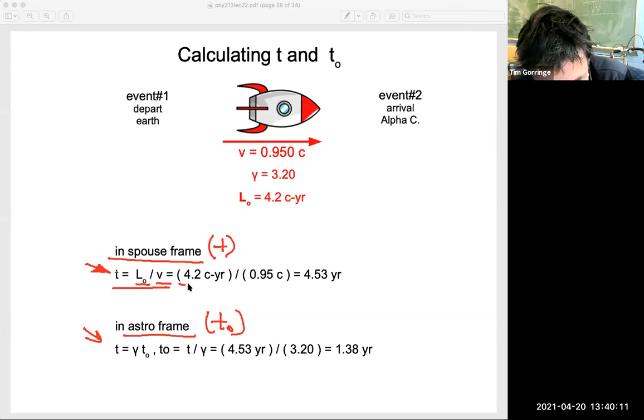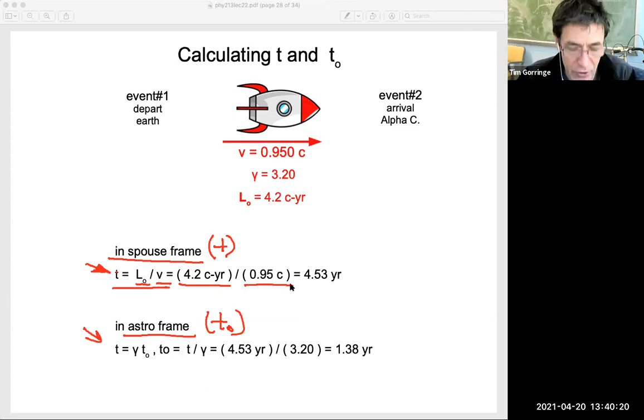So I've just got to divide the proper length between Earth and Alpha Centauri by the speed the astronaut's traveling at. So I divide the 4.2 by the 0.95. That gives me 4.53. The c's cancel out, and I'm just left with the units of years. So I'm the spouse, and I'm measuring the astronaut taking 4.53 years to get to Alpha Centauri.